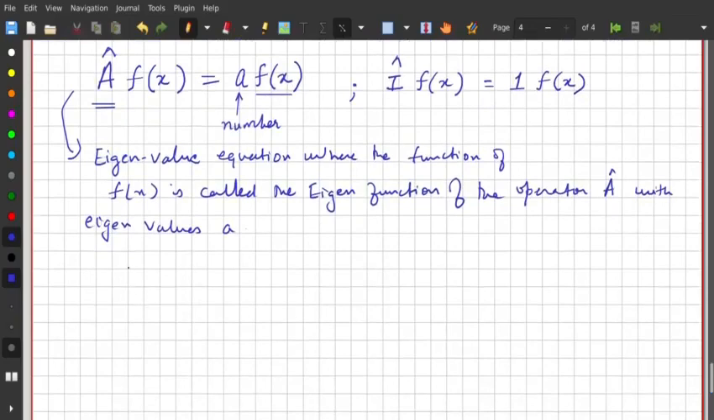So let's take a very simple example. Let's say we have an operator A, which is the second derivative operator d2/dx2. And let's say we apply this onto a function. So let's find the eigenfunctions of this derivative operator. Applying the definition of the eigenvalue equation, d2/dx2 acting on a function should give us a times the function itself.